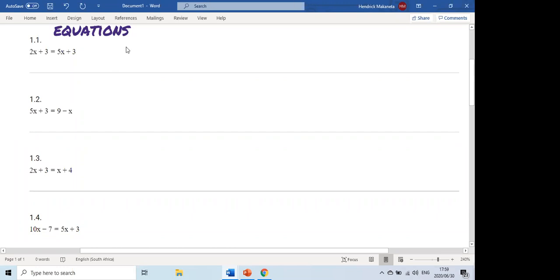Before I can solve it, let me see, is there any other person? Okay, Unkabetsi, I see your hand is still up, or did you forget to put it down?